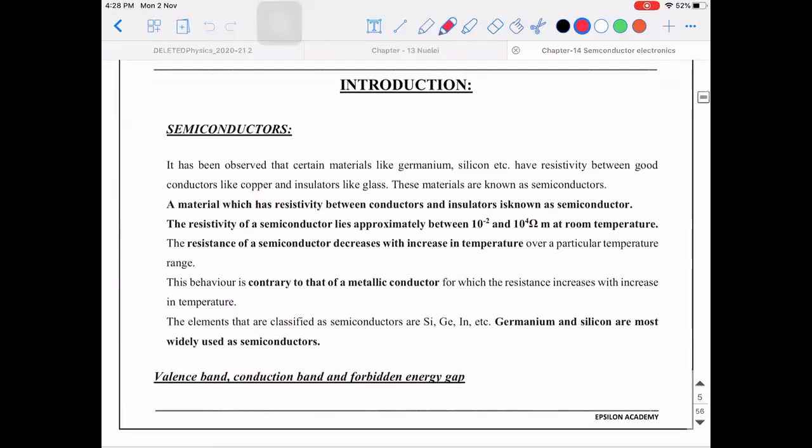So in reality, it has been observed that there are certain materials like germanium and silicon which have resistivity neither very low like good conductors nor very high like insulators. They are intermediate. Okay. So materials like germanium and silicon which have resistivity between that of a good conductor like copper and an insulator like glass are what are called semiconductors. Okay. So first, if you need to give a proper definition, you can give it in terms of its resistivity, because that is how we define a conductor.